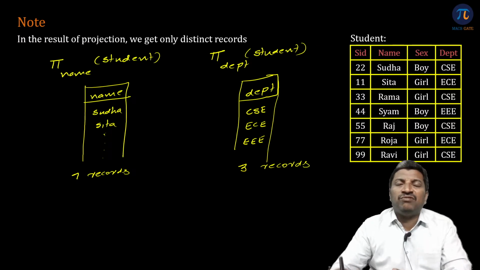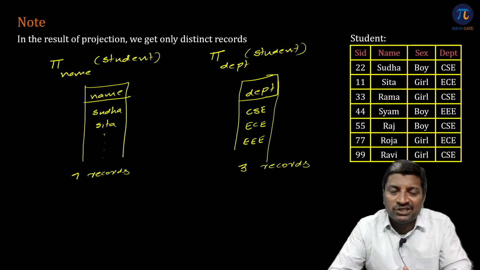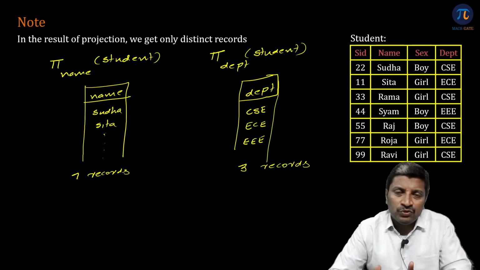Similarly, suppose I have one more student whose name is also Sita. Whenever I display the names, Sita will be displayed only one time. That is the meaning of this result. In the result of projection, we get only distinct records. Hope you understood it.